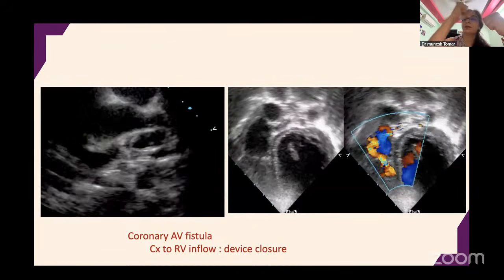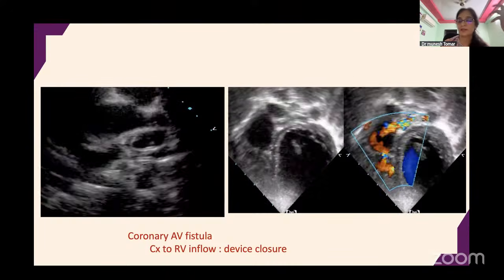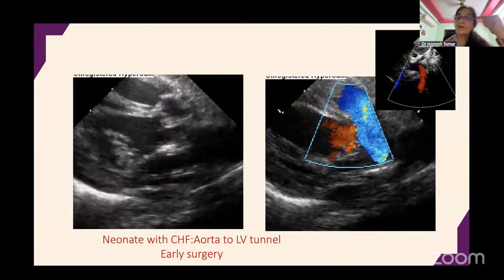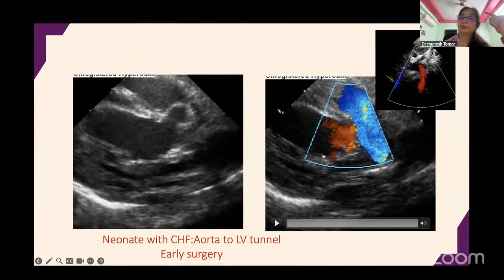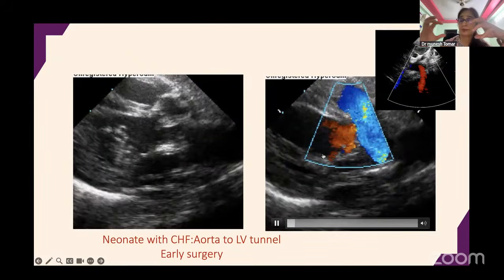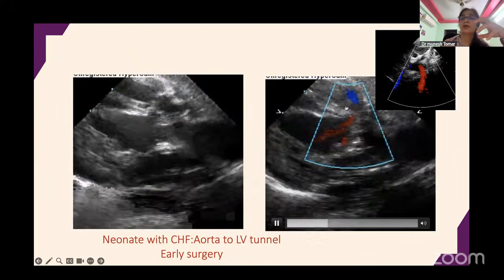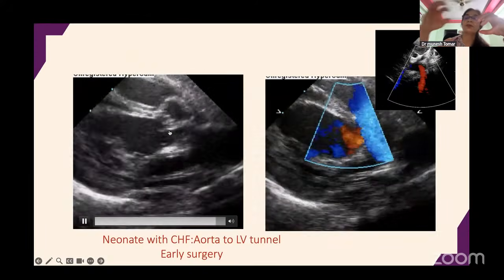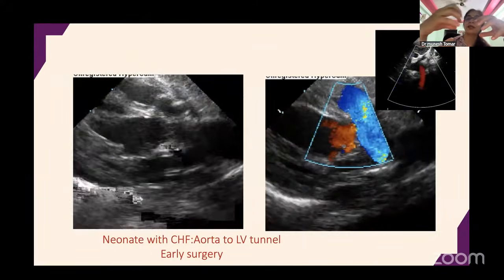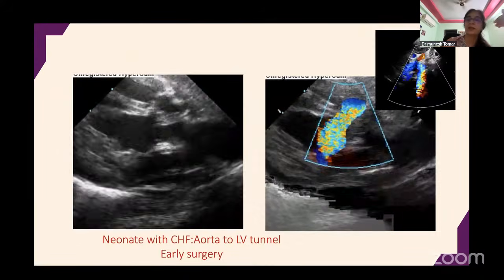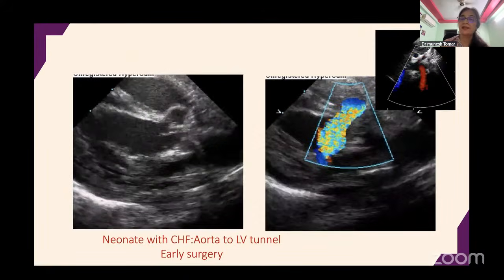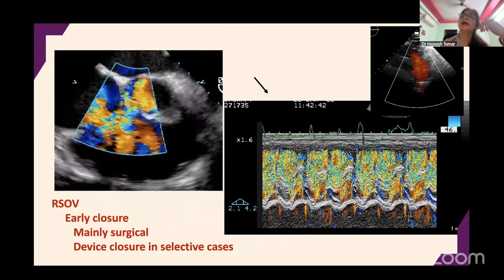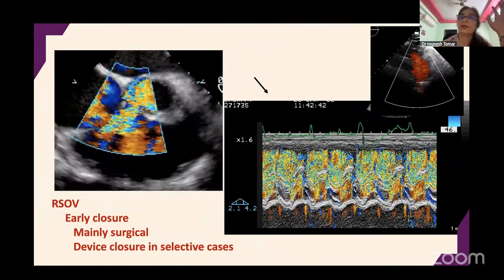Coronary AV fistula is again a runoff lesion, stealing blood from the systemic circulation, from the coronary circulation, and if it is large, it will lead to significant diastolic flow reversal in the aorta. A rare type of aortic regurgitation is the LV to aorta tunnel. Here the regurgitation is not through the aortic valve, it is through a tunnel just close to the aortic valve, coming from the aorta to the left ventricle. Again, it is a runoff lesion, will lead to diastolic flow reversal in the aorta, and again this is a surgical entity to intervene.